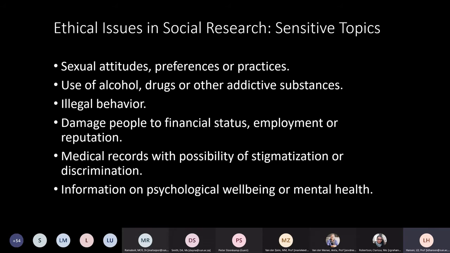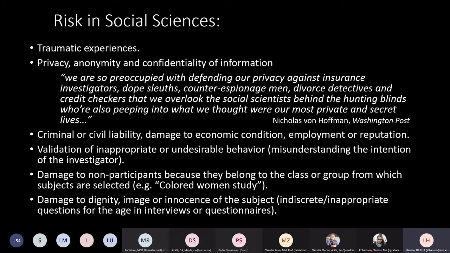And then information related to the psychological well-being or mental health of individuals. Then another thing that also I think distinguishes somewhat social research, social science research, and health research is also the risks involved. The risks, as I said, not often are people in life-threatening situations, or where there's very real physical risk. It does not mean that it does not happen.